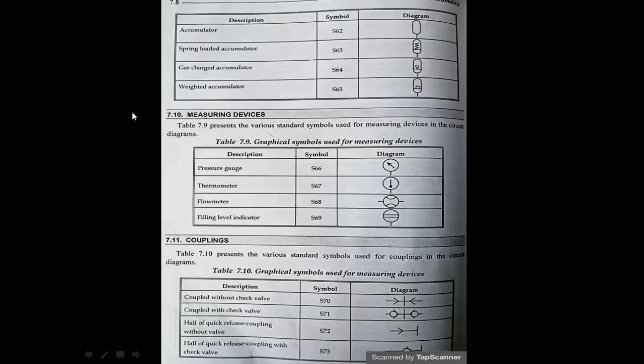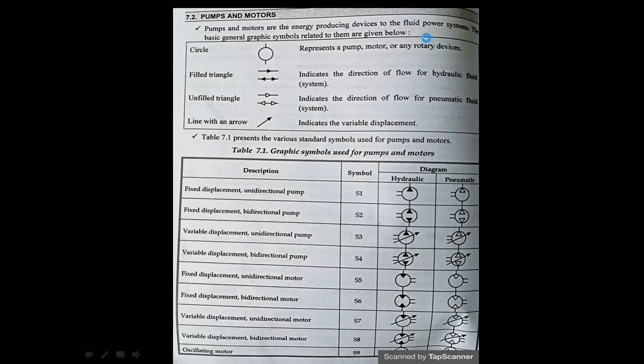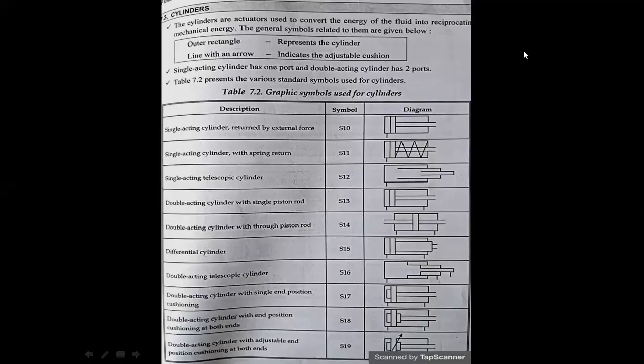So next comes the cylinders. Okay. So now we're going to see the cylinder symbols. So basically cylinders are nothing but the actuators, okay, in which the main function is going to be performed. So what is the function of this? It is going to convert the energy of the fluid into reciprocating mechanical energy.